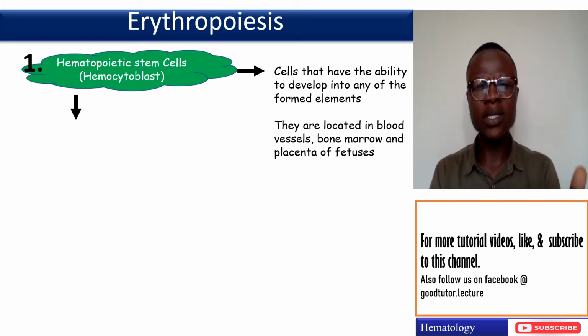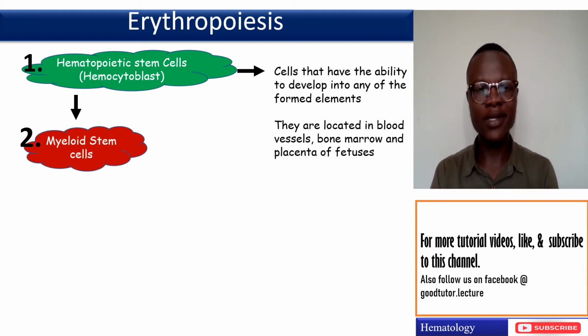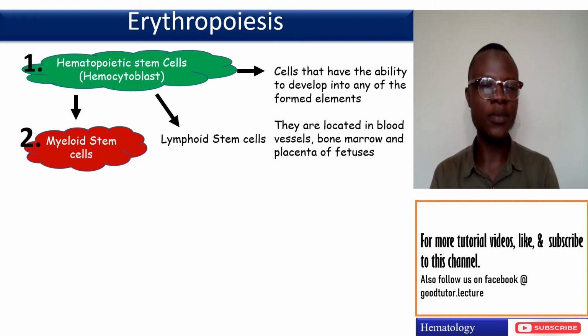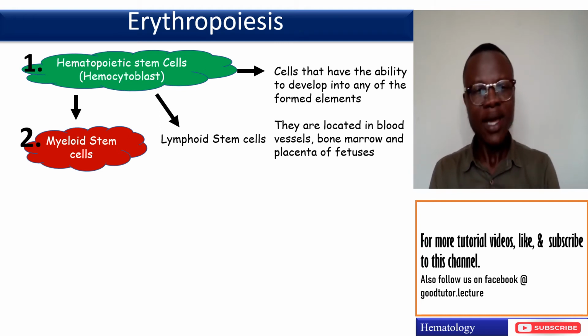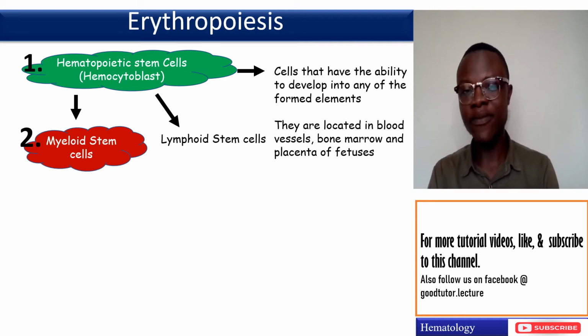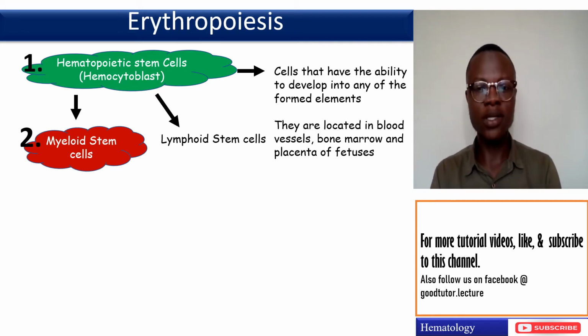Also, what happens upon being stimulated by the erythropoietin, the cell undergoes division, right? It divides into the myeloid stem cell and also the lymphoid stem cell. The lymphoid stem cell goes on to form the lymphocytes. As I stated, all of the formed elements begin their formation from the hematopoietic stem cell. So our focus, however, is not on the lymphoid lineage, but the myeloid lineage.